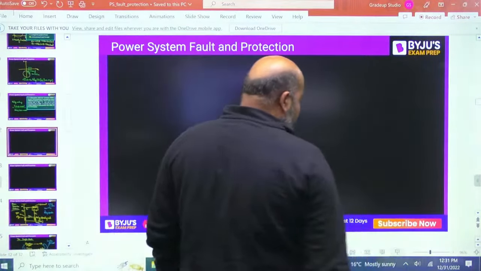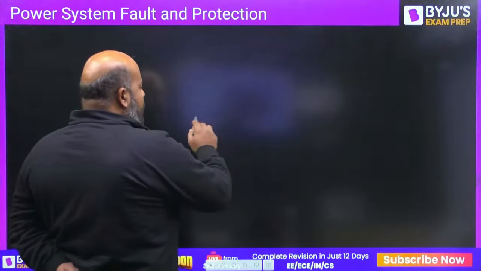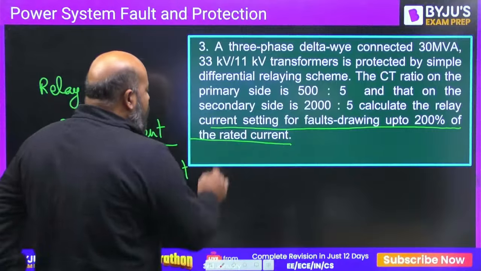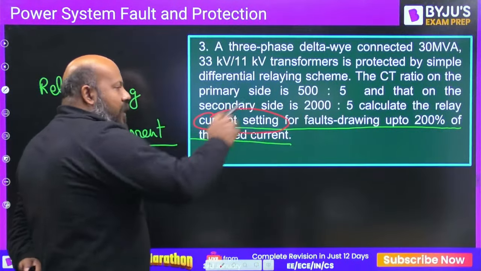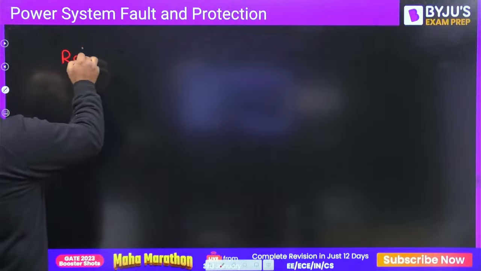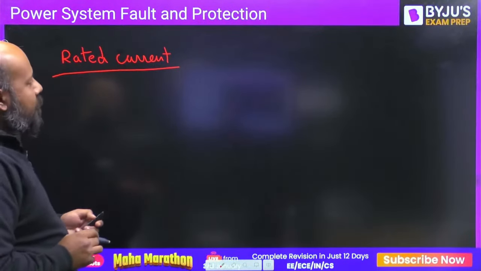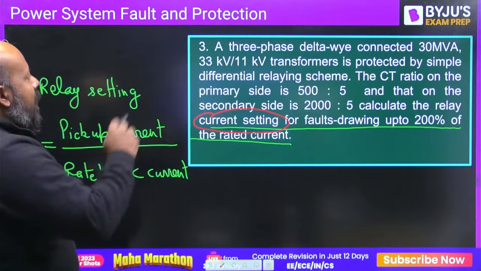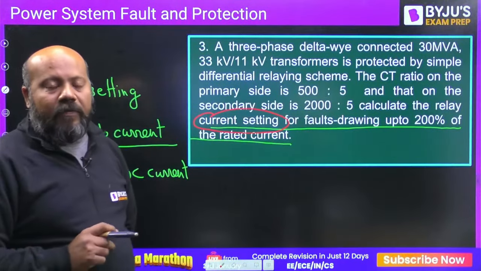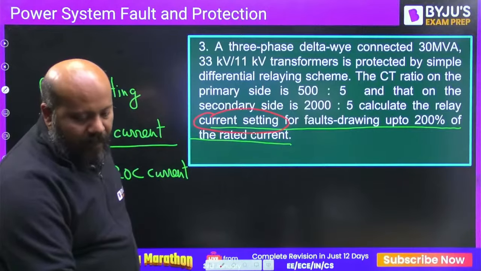Now, if you read the question carefully, what he is saying is the relay current setting you have to find for faults drawing up to 200% of the rated current. So, the first thing you have to do is find the rated current. Now, if you see 30 MVA, 33/11 kV, and you will be talking about the secondary of the CT, because whenever we are dealing with the relay operating coil, it is connected to the secondary of the CT. Yes or no?